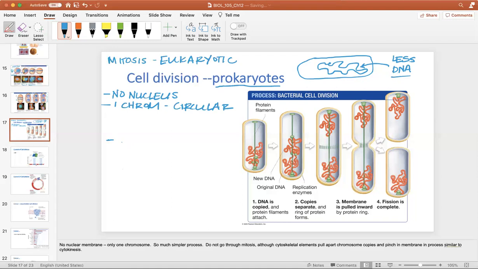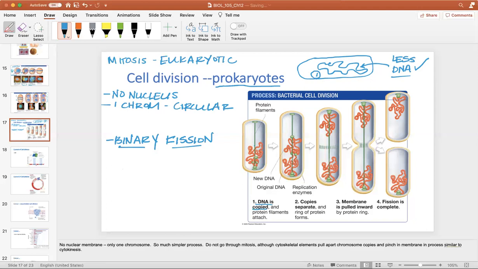Their process of cell division is something called binary fission. Binary meaning two, fission meaning to break apart, right? So binary fission is how we're going to take a bacterium and break it in two. So it's kind of similar, but much faster. The first thing that happens is the DNA is copied, and we have a whole lot less of it to copy because we only have this one chromosome here, and this one chromosome contains so much less DNA, okay?